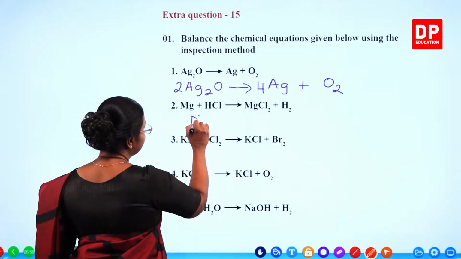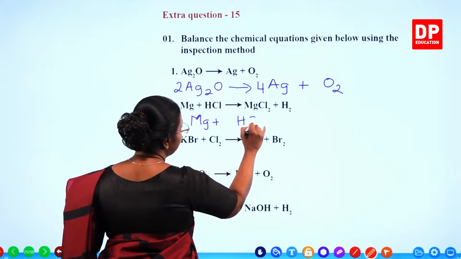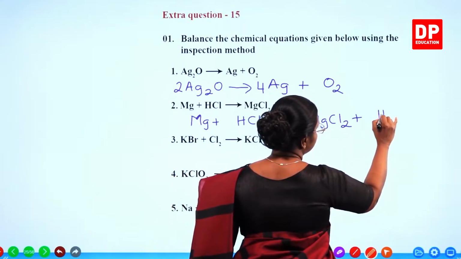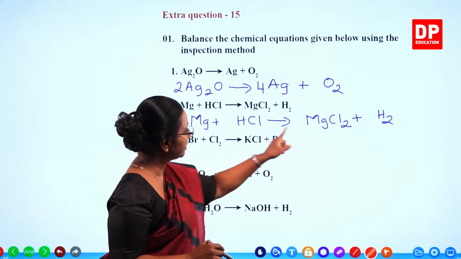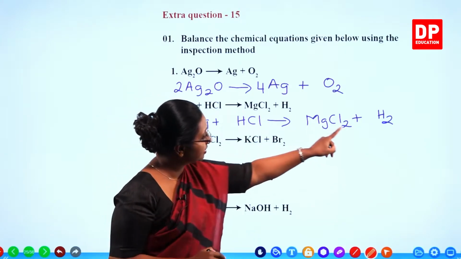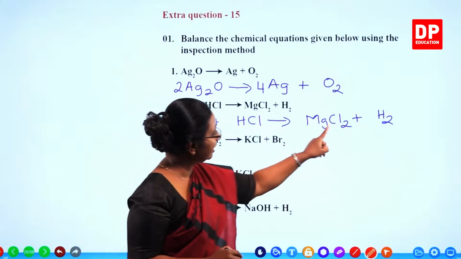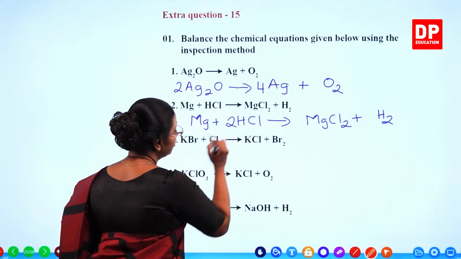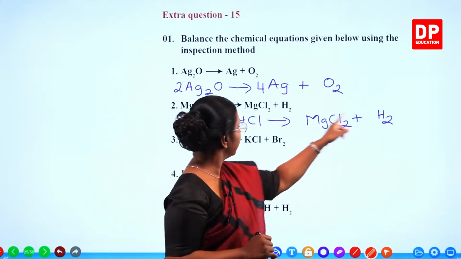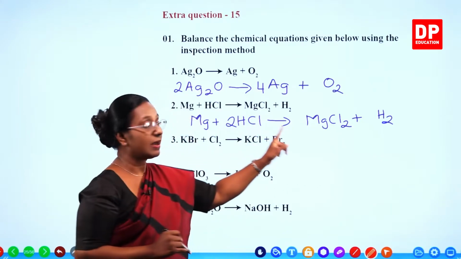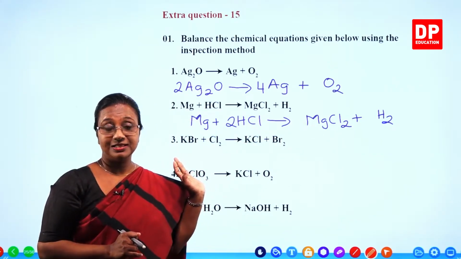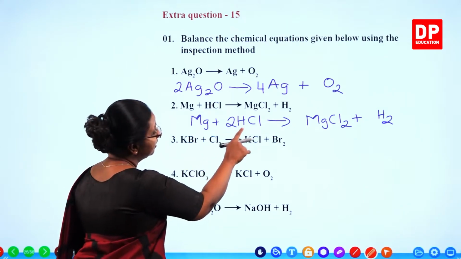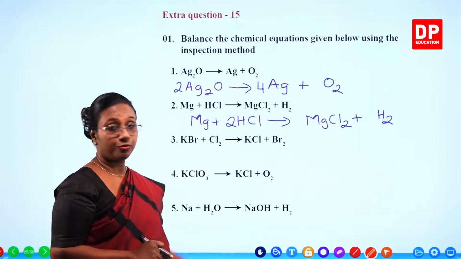So if we are to balance that, Mg plus HCl gives rise to MgCl2 plus H2. So here you can see one magnesium, one hydrogen, two hydrogen atoms there, one chlorine, two chlorine atoms there. So you know the method. We put a coefficient 2 here. Now 2 hydrogens, two chlorines, one magnesium. So it is balanced.